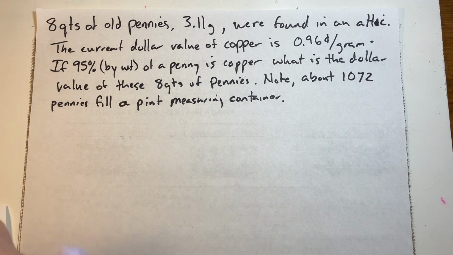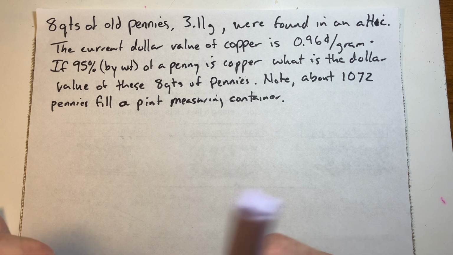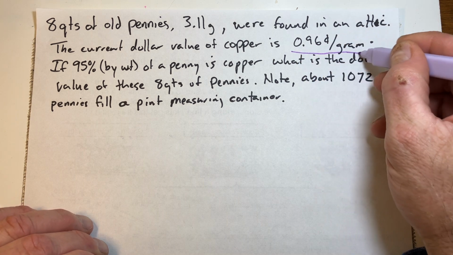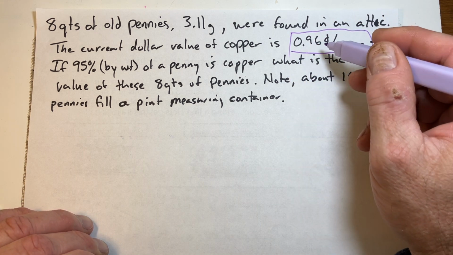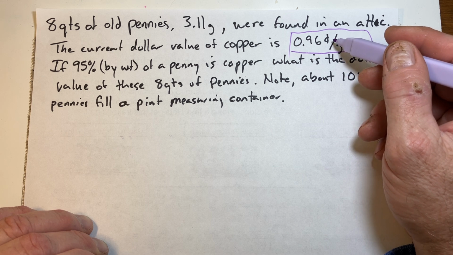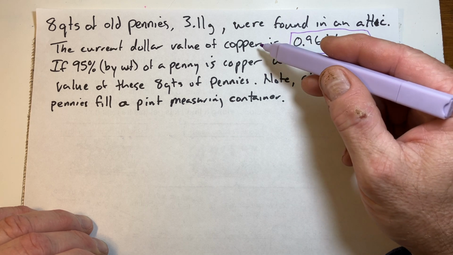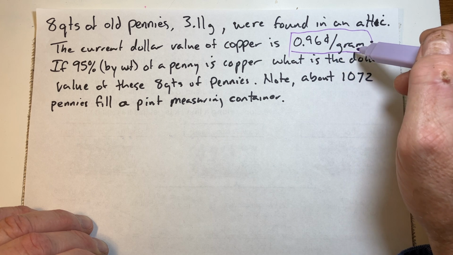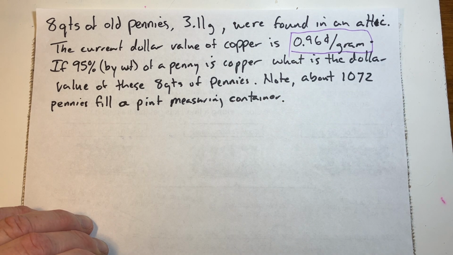So for example, we can see within this one question as we read it, there's some information that we can put into ratios. It's obvious right here we have some ratio or conversion factor for the amount of cents in 1 gram of copper. So 0.96 cents worth of copper for every gram. That's said to be the dollar value of copper. I guess it's cent value, but we'll change it to dollar if we need to.